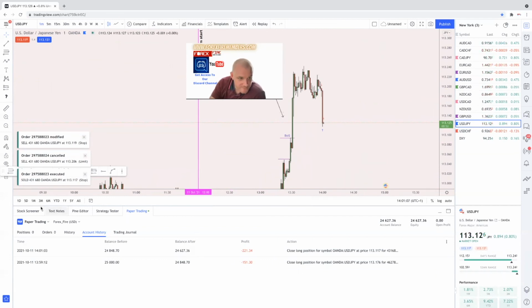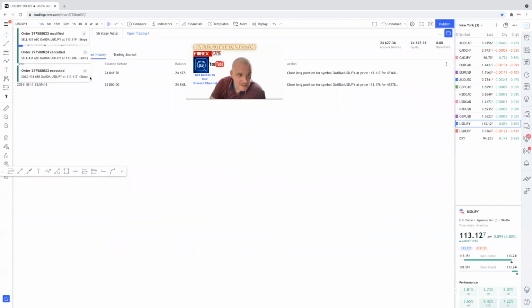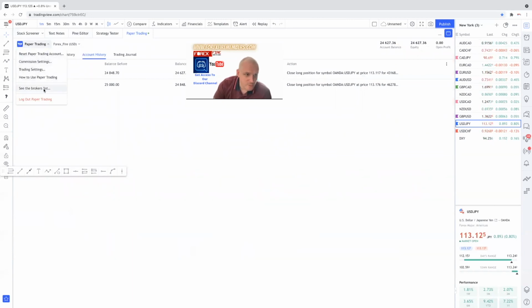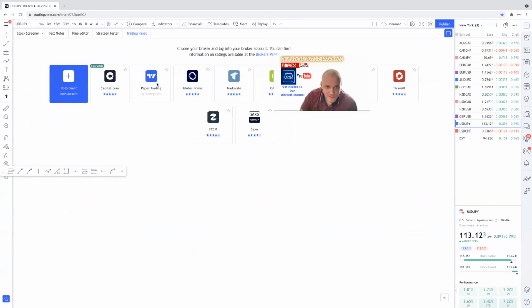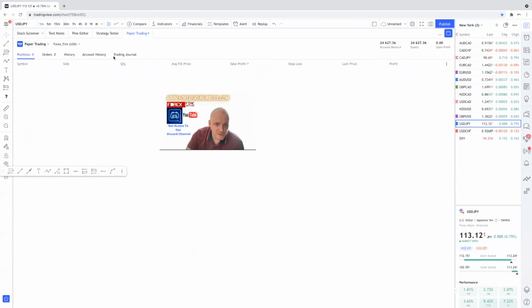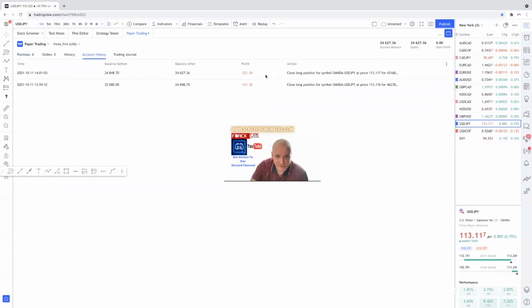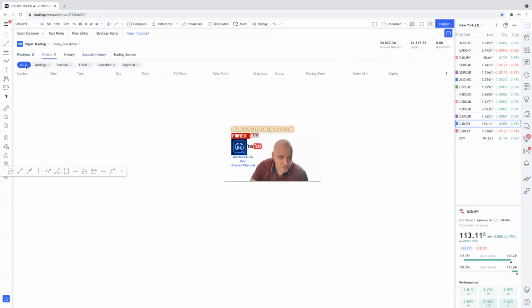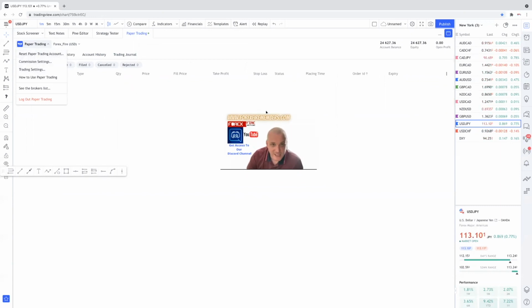Your paper trading, you can get access simply by going on to see the brokers list. Connect your paper trading up. It's free, it's demo-wise. From there, it's going to tell you your account history on here, because we've had 2 losses at the moment. Okay, it's going to give you a breakdown there. It's going to give you any orders that are working, that have been filled, cancelled, rejected, and so on. If you want to reset your account, you just go to reset paper trading account, and that's it, guys.